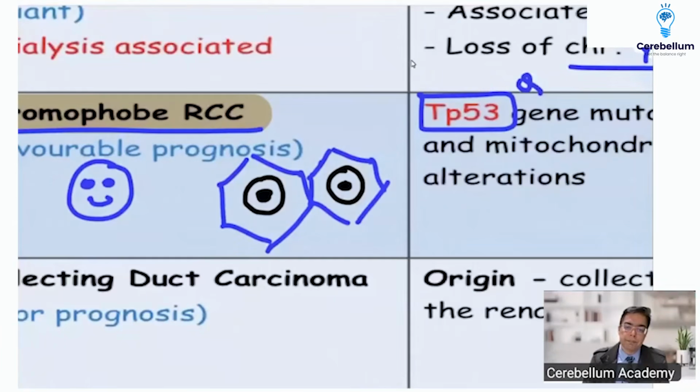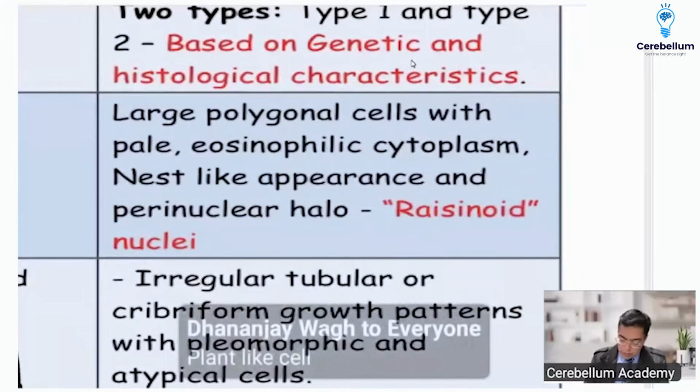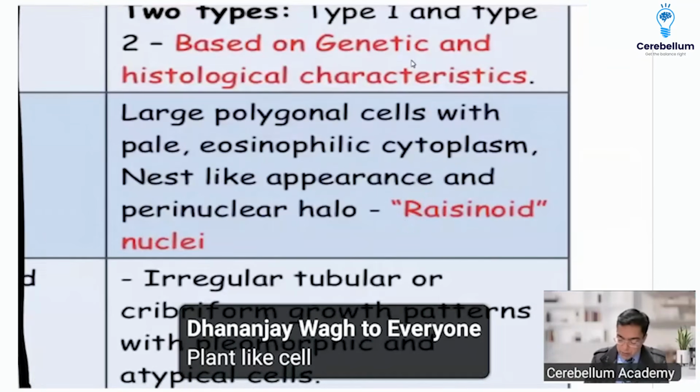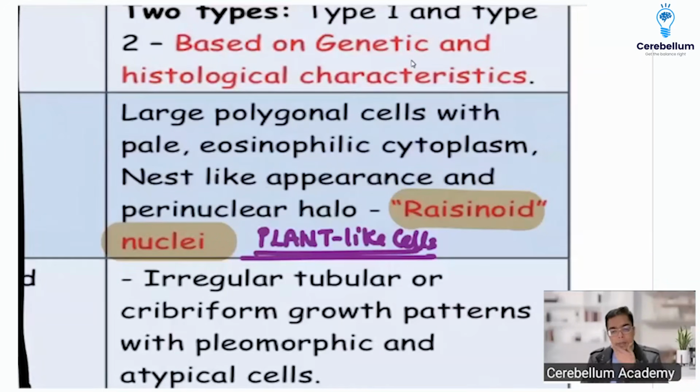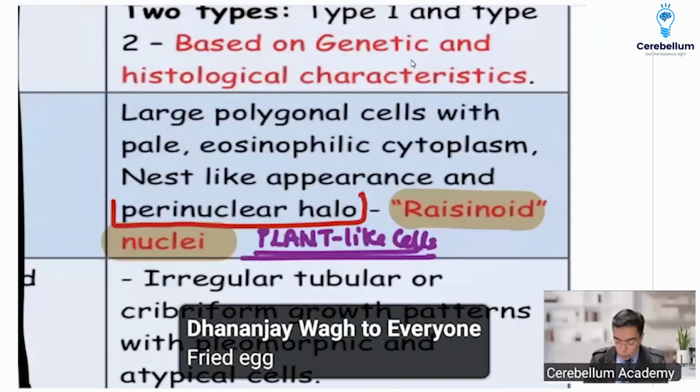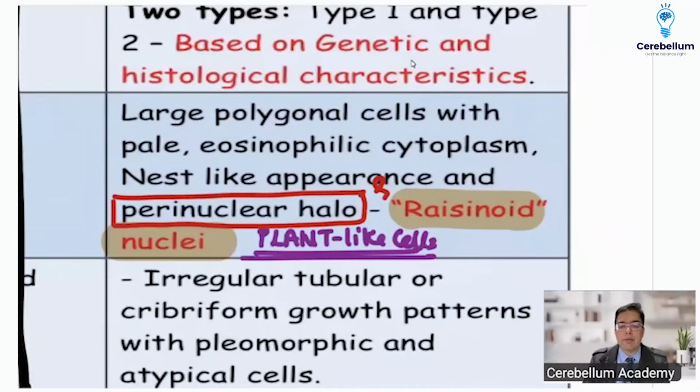Right. So whenever we talk about the presence of polyhedral cells, these are going to be resembling plant-like cells. There is a presence of raisinoid nucleus. And the importance is that this feature is not to be forgotten: perinuclear halo. What's the importance when I get the perinuclear halo? It is going to have an appearance resembling a fried egg appearance.